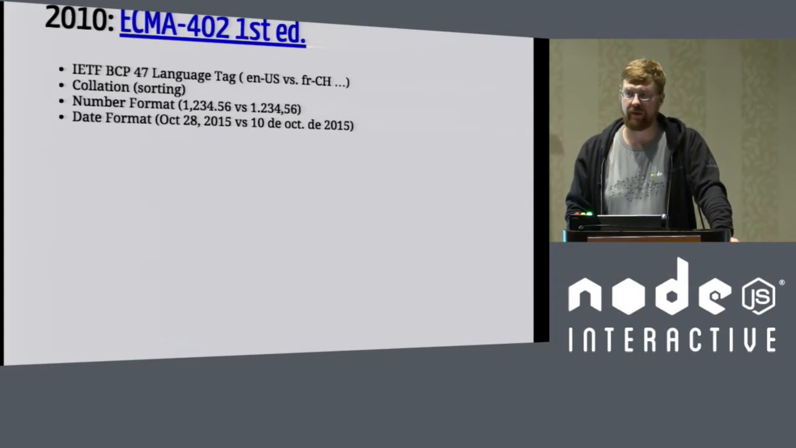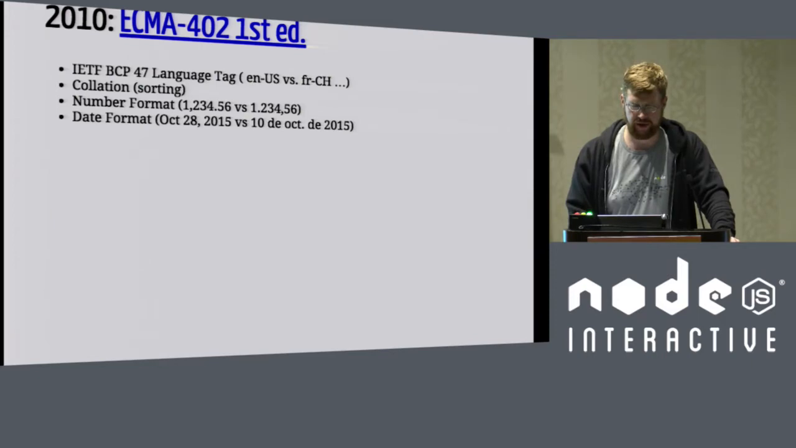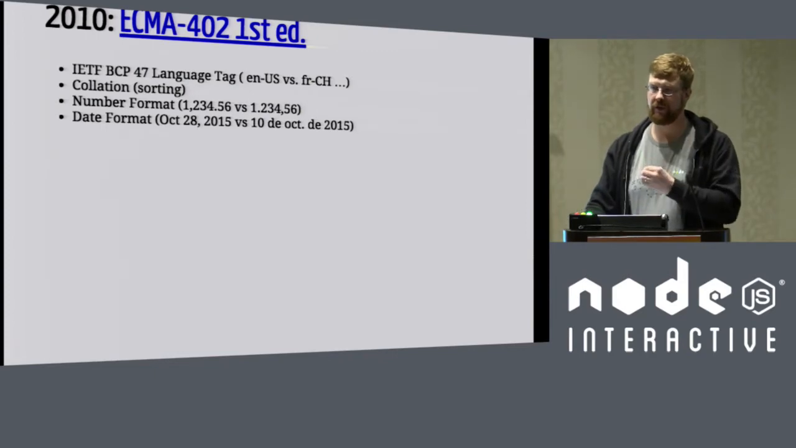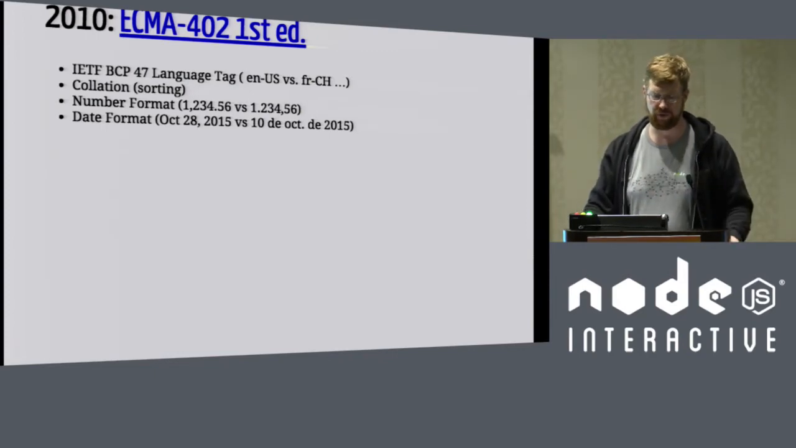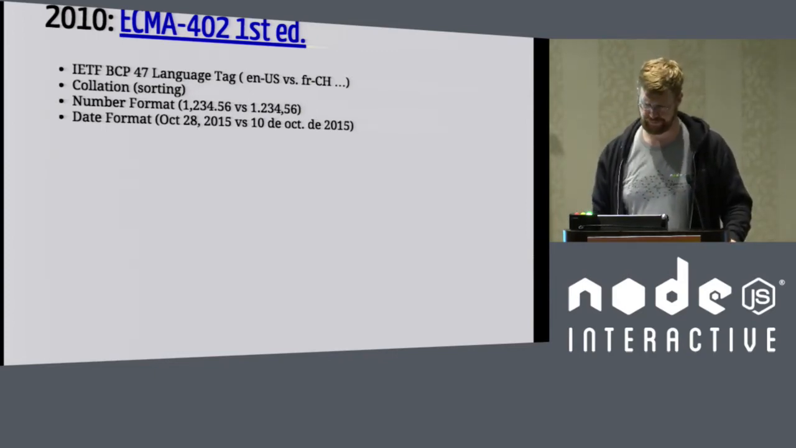So the BCP 47 language tags, in other words, using en-US to specify English versus fr for French; collation, which is ordering of text or sorting; number format, being able to handle perhaps a comma for the thousands separator instead of a period; and date format in different languages. These are the core features that were in the first edition of Ecma-402.